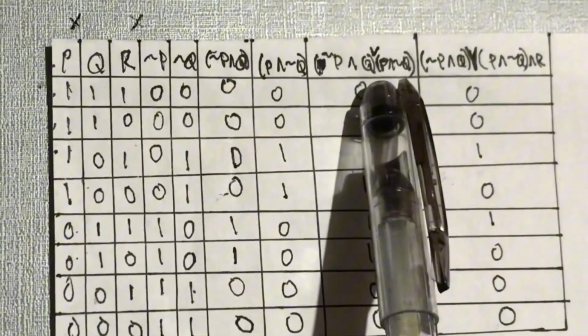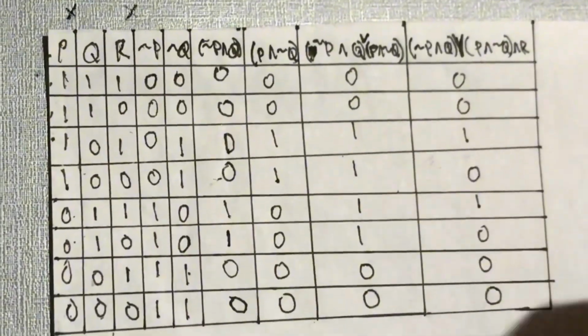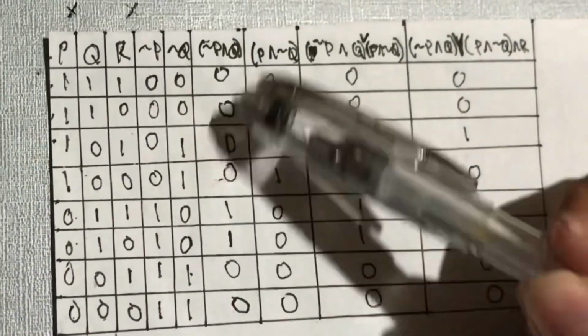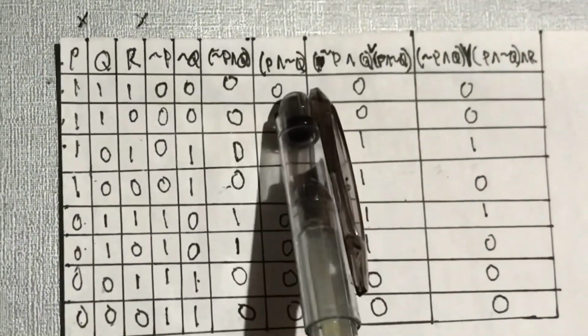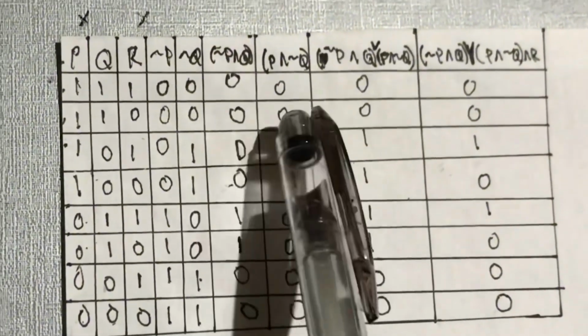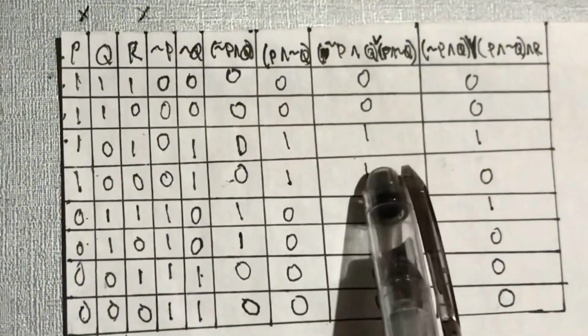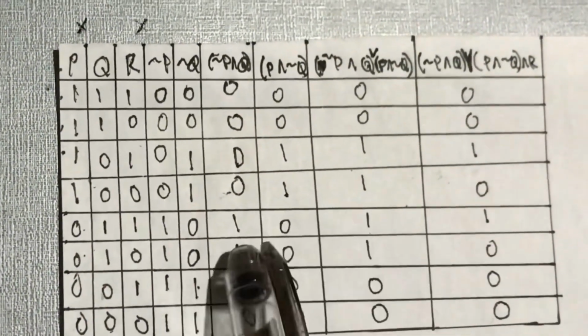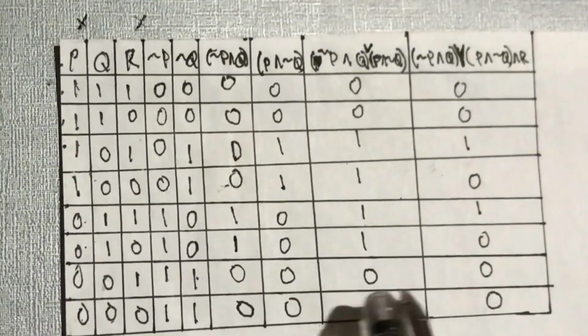So to get this negation of P and Q, or P and negation of Q, we base it on these two columns, which is this one. 0 or 0 is 0. 0 or 0 is 0. 0 or 1 is 1. 0 or 1 is 1. 1 or 0 is 1. 1 or 0 is 1. 0 or 0 is 0. 0 or 0 is 0.